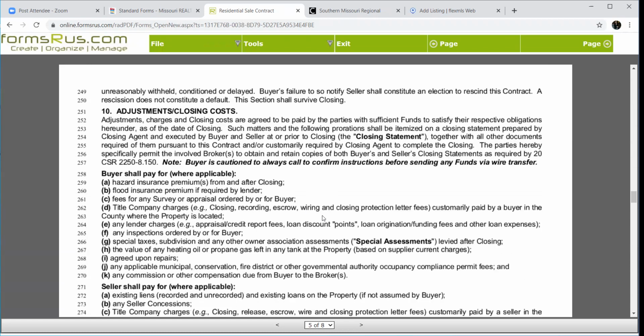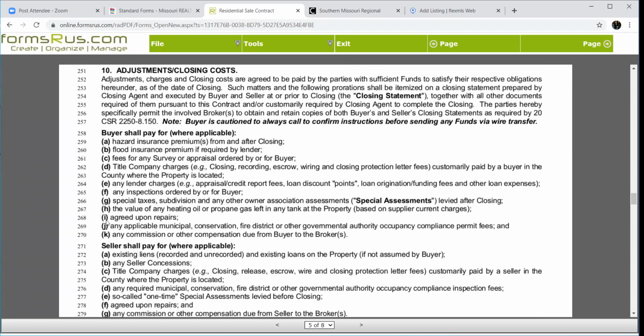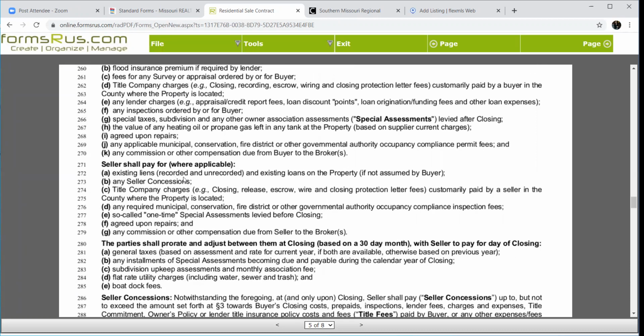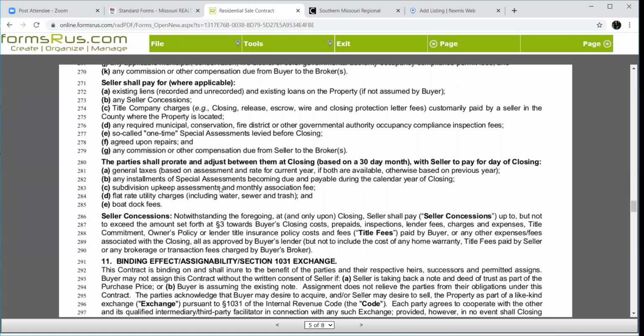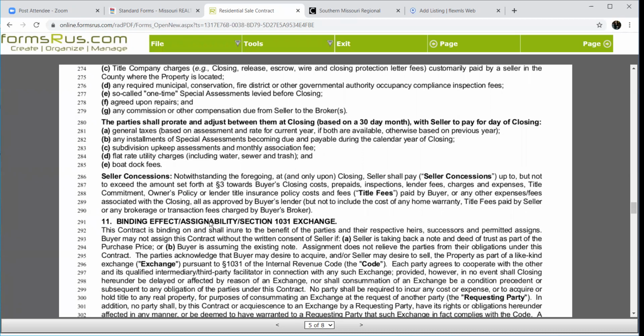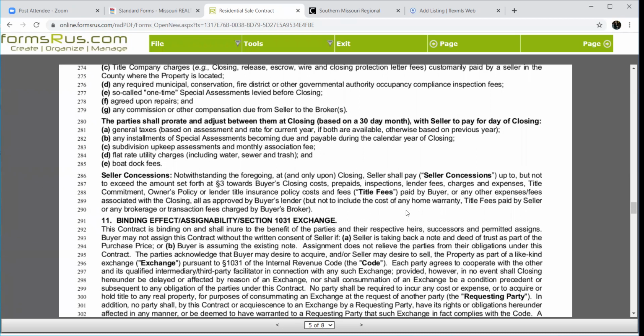Adjustments, closing costs, we talked about this already. These are the things that your buyer's going to be responsible for. These are the things the seller's responsible for. And these are the things that we're going to split. And please note in seller concessions down here, where is it? They've moved it on me too. Title commitment, owner's policy, and title fees paid by buyer.